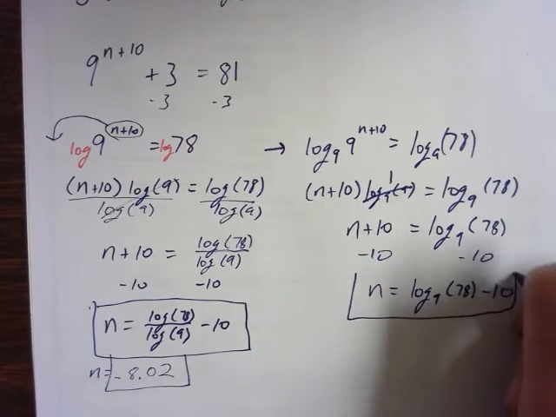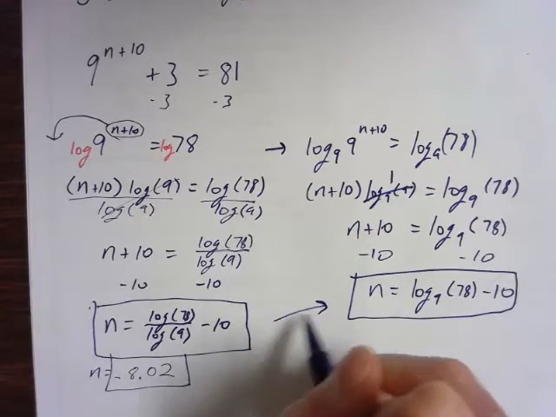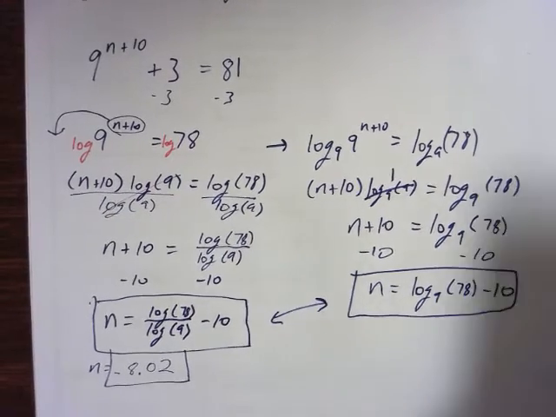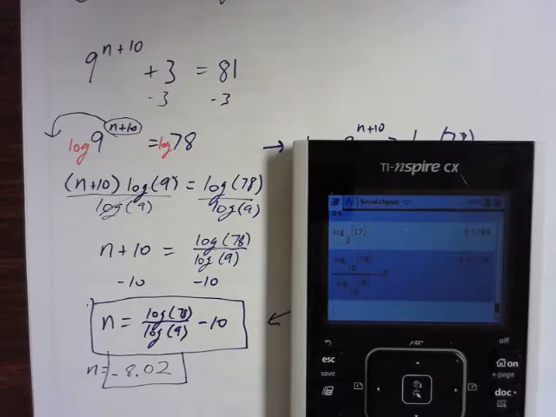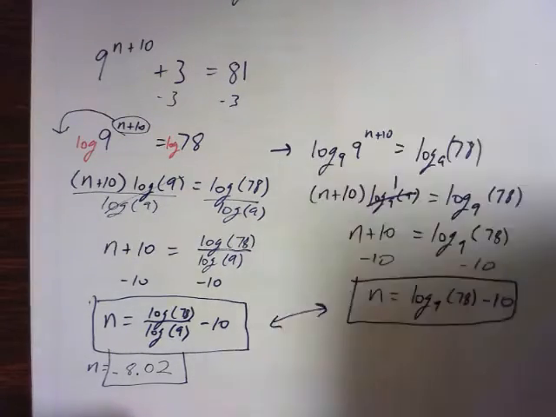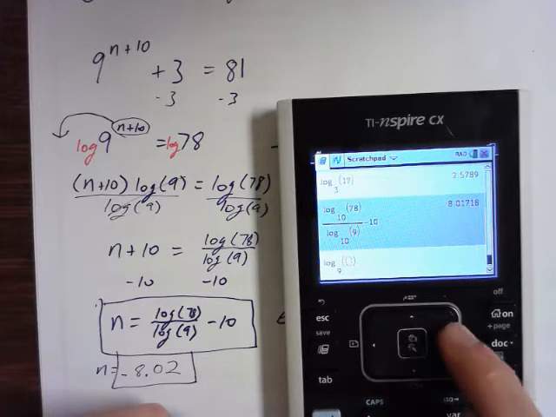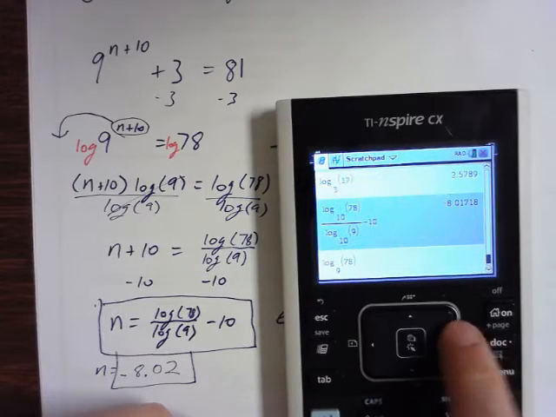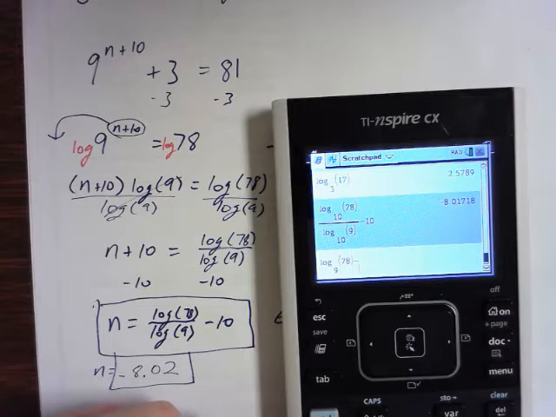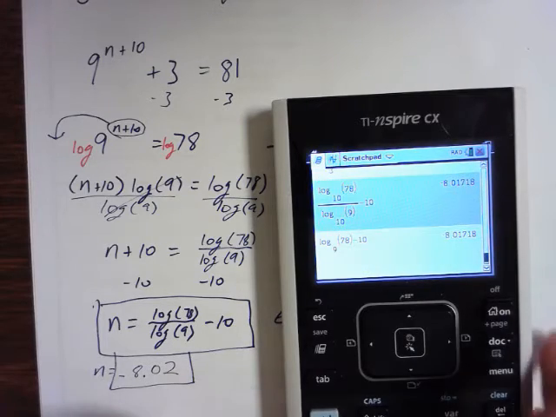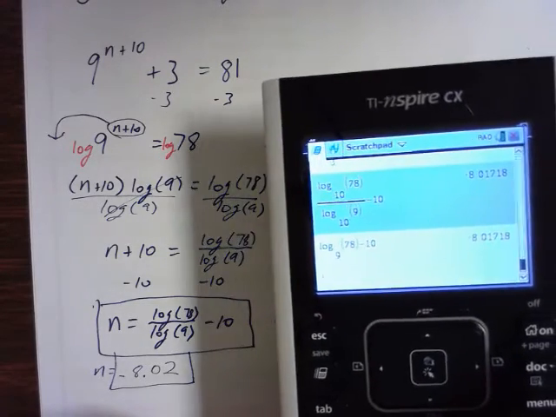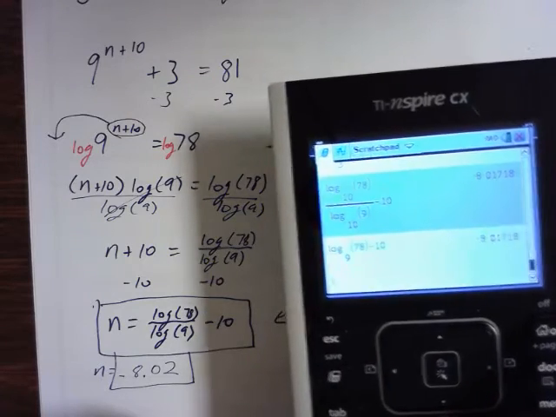And you're thinking to yourself, that looks a little bit different than what I had before. But let's put it into the calculator. And I can say log base 9 of 78 and minus 10. And I get the same exact thing, my negative 8.02.